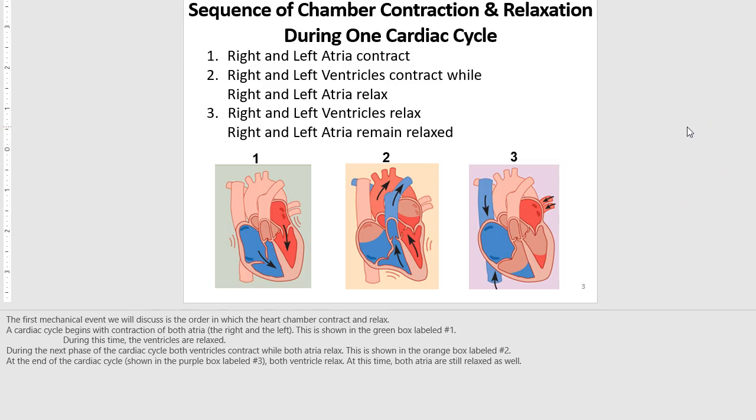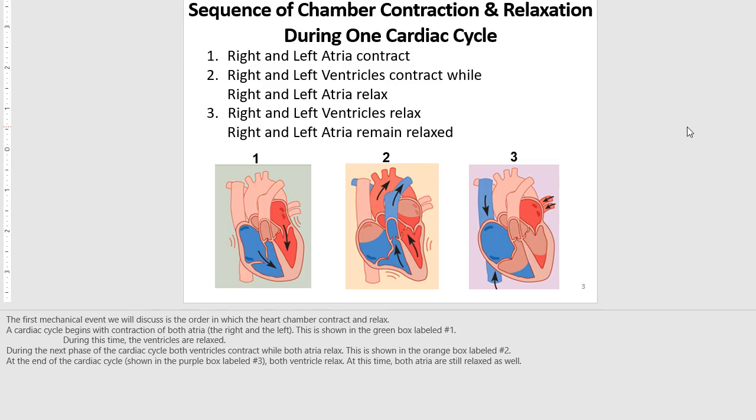You're familiar with the sequence in which chambers contract and relax, but we haven't actually described a true cardiac cycle from beginning to end. So we'll discuss the mechanical events in order. A cardiac cycle begins with contraction of both atria, the right and the left. This is shown in the green box labeled number 1. During this time, the ventricles are relaxed.